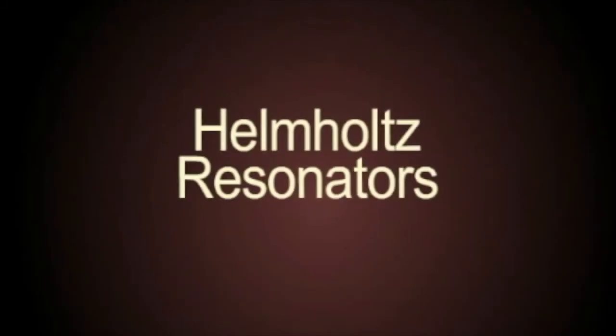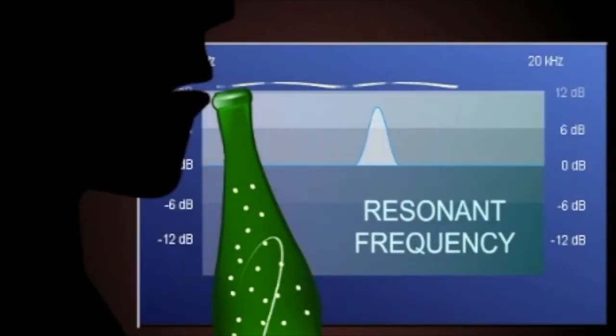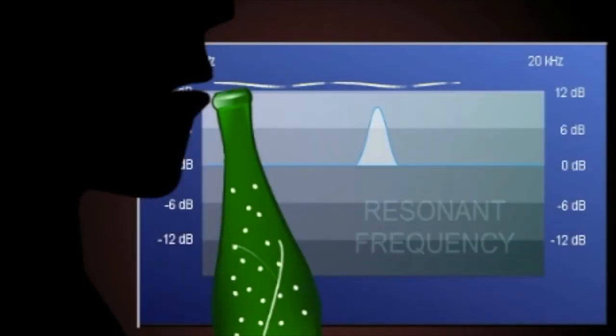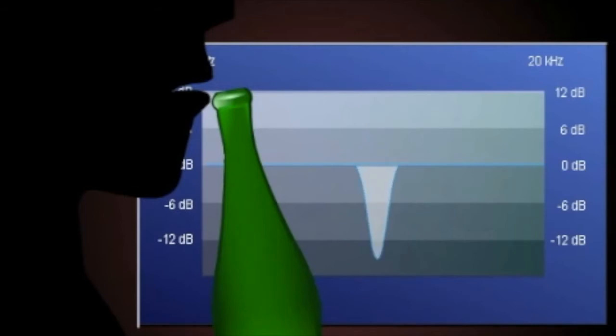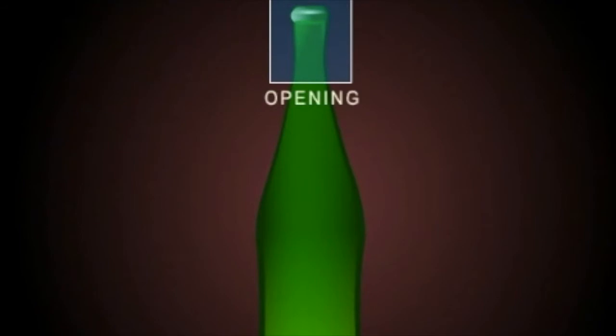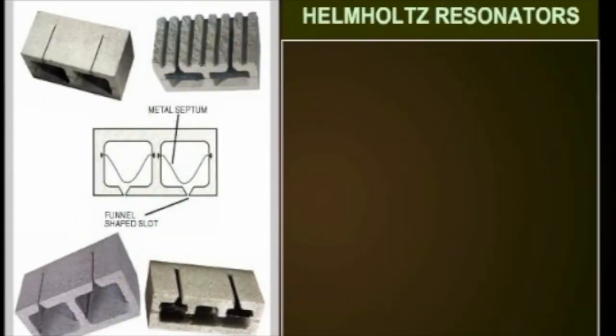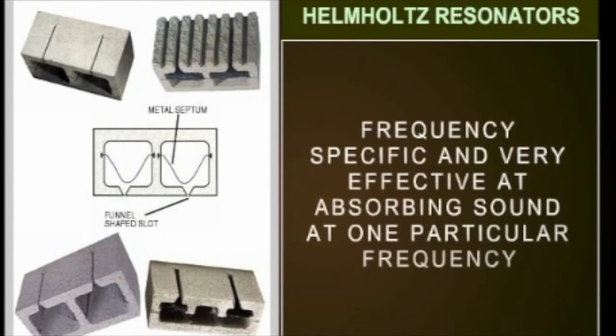Helmholtz resonators work in the same yet inverse manner of a soda bottle when one blows across the opening. The air inside resonates at a particular frequency known as its resonant frequency. When this occurs, the air inside vibrates, dissipating sound at that frequency. The absorbed frequencies are dependent upon the size of the opening and the cubic volume of the bottle. Helmholtz resonators are extremely frequency specific and are very effective at absorbing sound at one particular frequency.